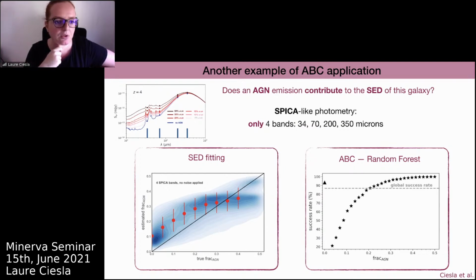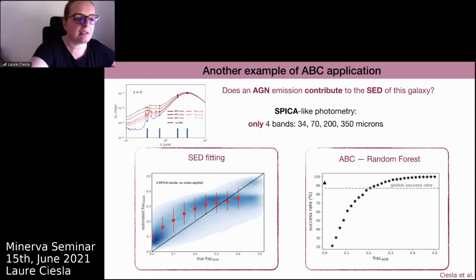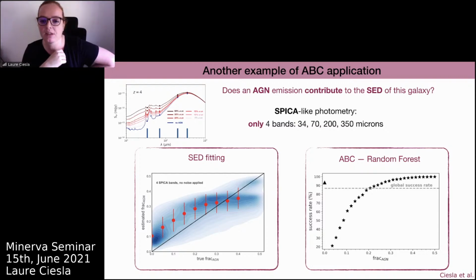You have on the top left panel the infrared SED of the galaxy, and I increased the contribution of the AGN from blue to dark red. And I used like 4 bands because it was a study made for SPICA, before it was abandoned by ESA. So we only had 4 bands in the infrared, and I wanted to see if it is possible to constrain the contribution of an AGN, an active galactic nucleus, to the SED of my galaxy, just using ABC.